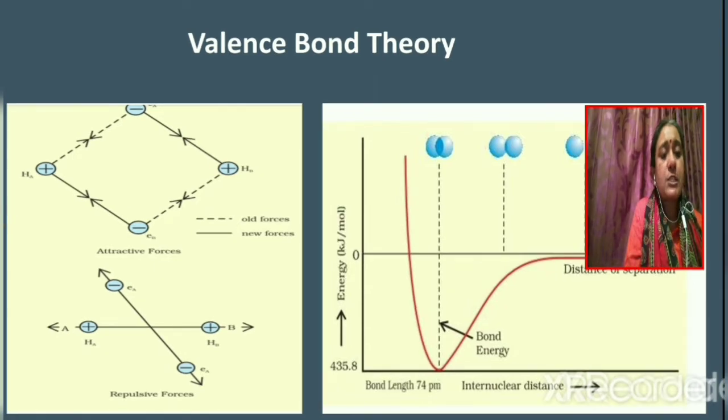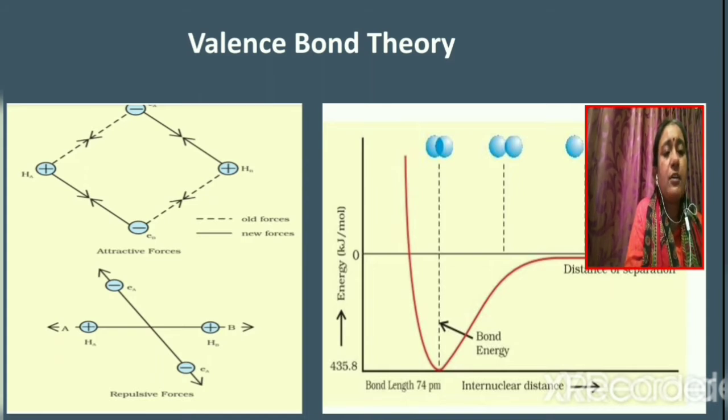Attractive forces tend to bring the two hydrogen atoms closer towards each other, whereas the repulsive forces tend to push them apart. But it is experimentally found that the attractive force is more than the repulsive force, and there will be lowering of potential energy when the two atoms approach each other.